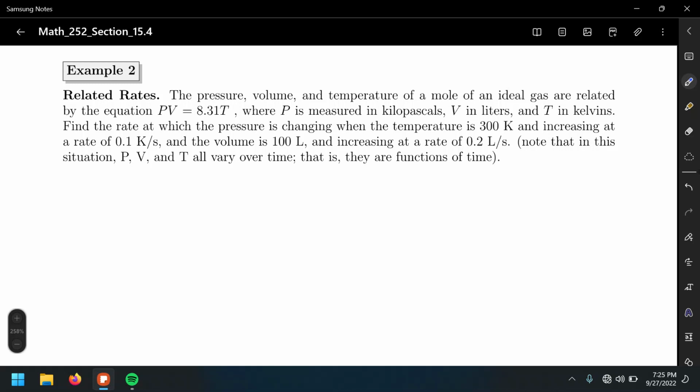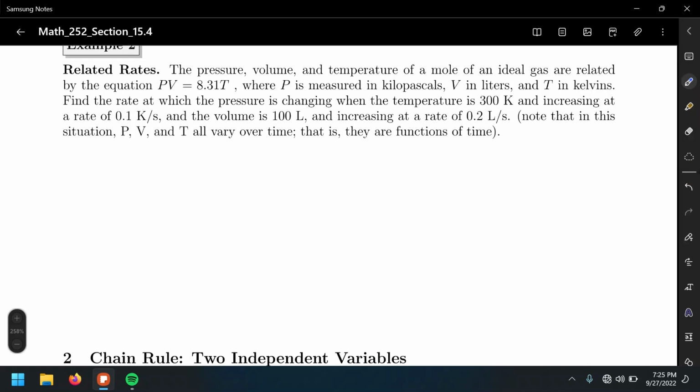So you might remember this kind of problem from back in Calc 1. Depending on what they're telling you about how the variables are changing, if they are increasing or decreasing, that has to do with the sign that we're going to use in the end when setting up the calculation.